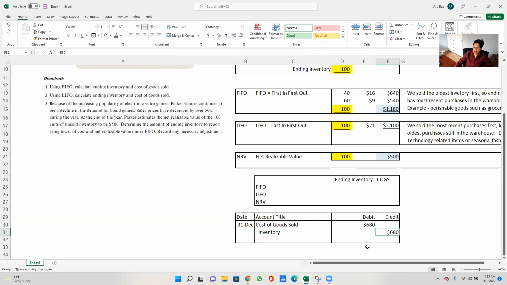680. How did I come up with that 680? In my books, it's 1180. I want it to become 500, so I have to credit inventory 680. That's what I need to do.